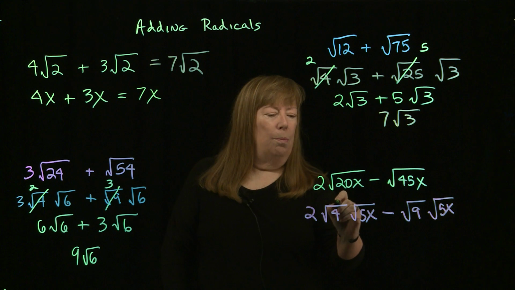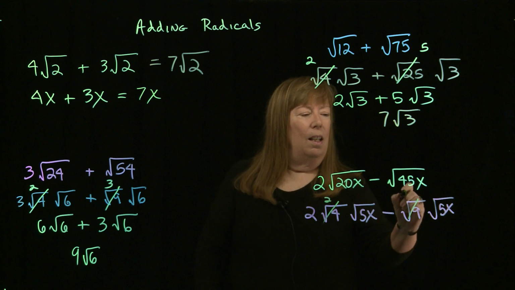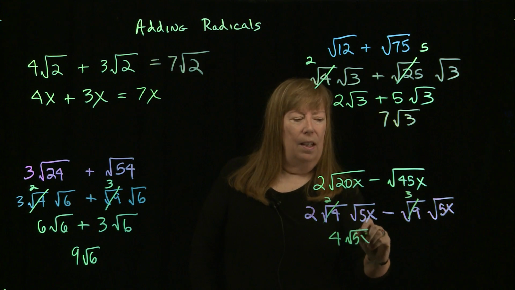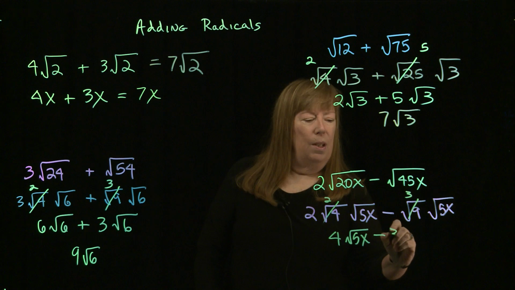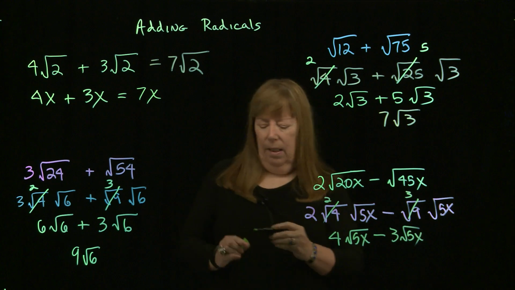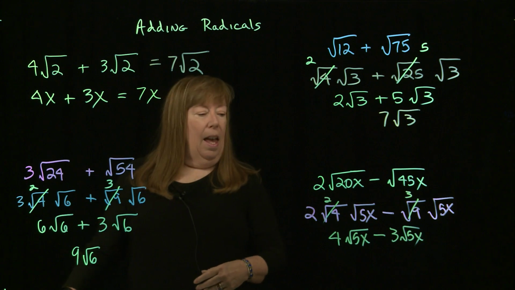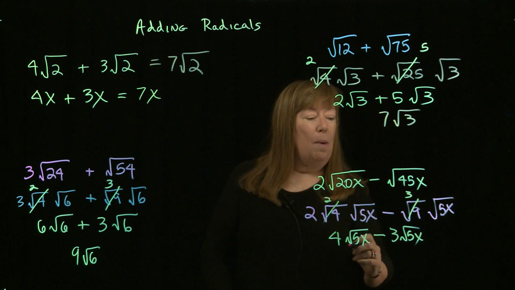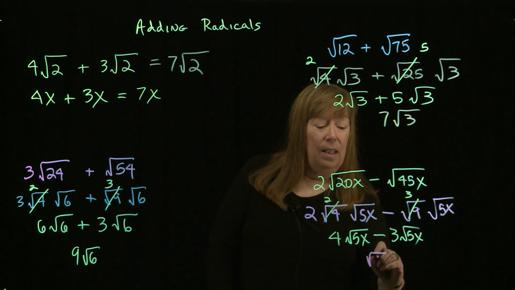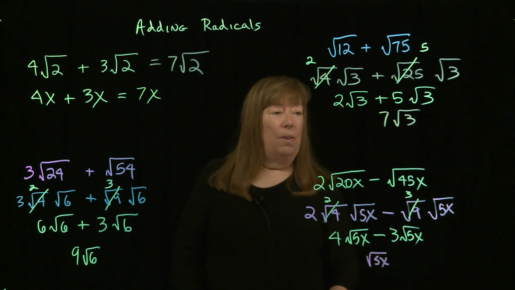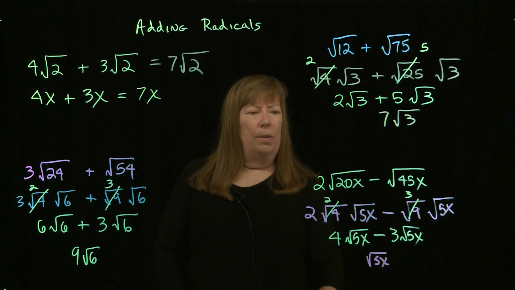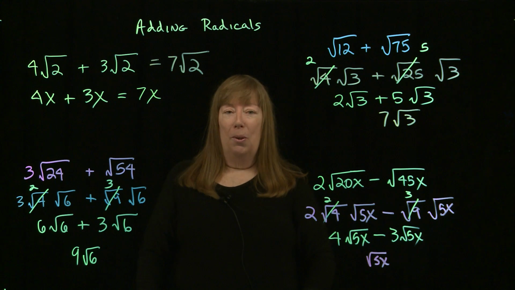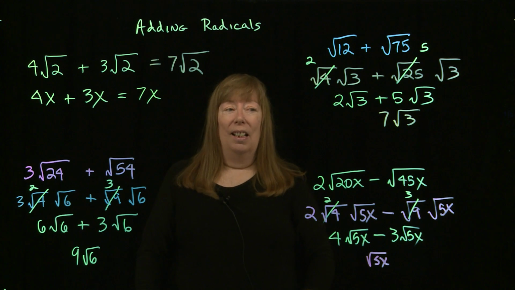Okay, now let's take those perfects. 2 times 2 is 4 times the square root of 5x minus 3 times the square root of 5x. And 4 times the square root of 5x minus 3 times the square root of 5x is simply the square root of 5x. Why didn't I put a 1 in front of it? Can I? You can, but it makes you look like an amateur if you do that. So let's not. Pretty easy.